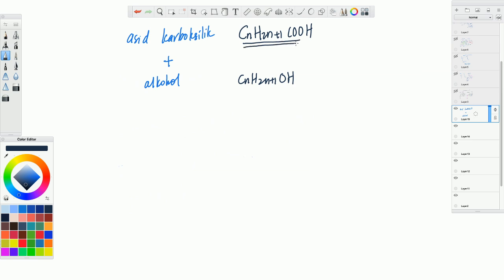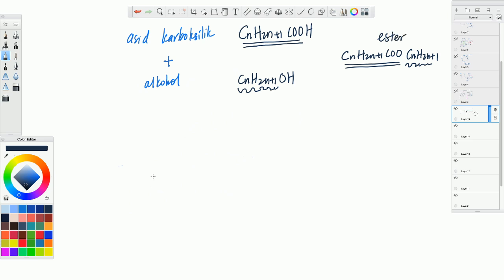Okay, so for acid, you always take this long part and put it in the first part of your ester. And then this second part here is the second part of your ester. So that's how you write the formula for ester.